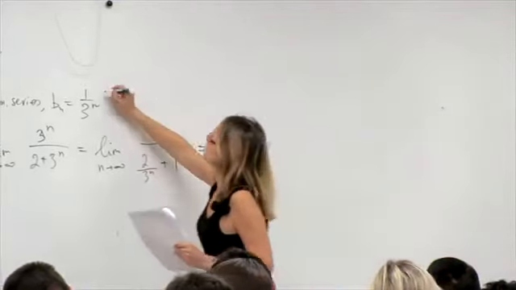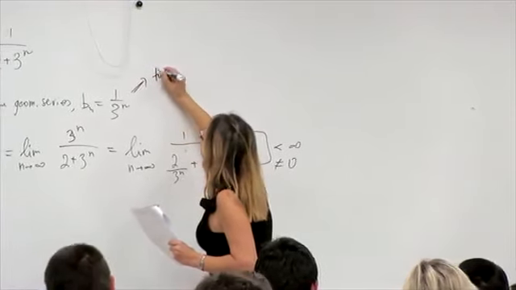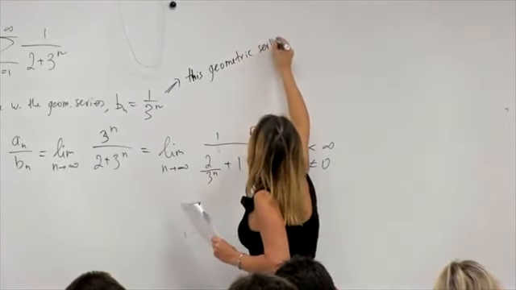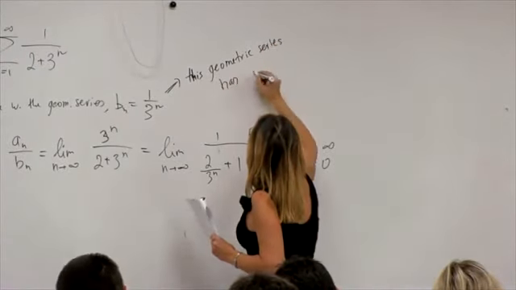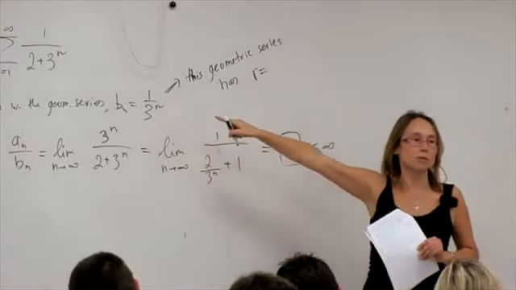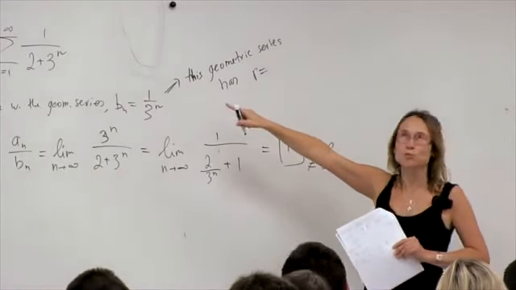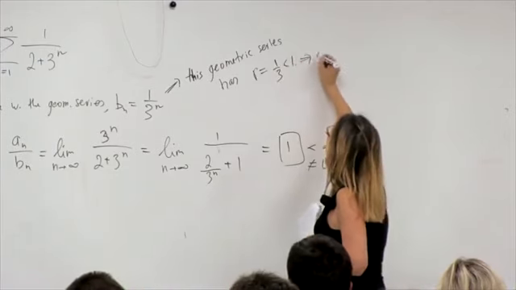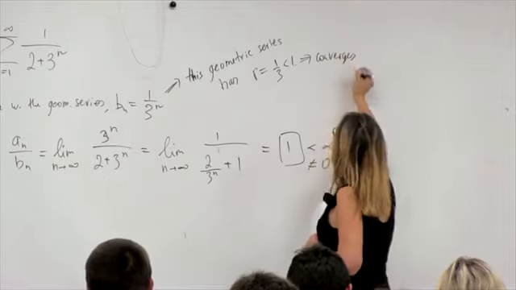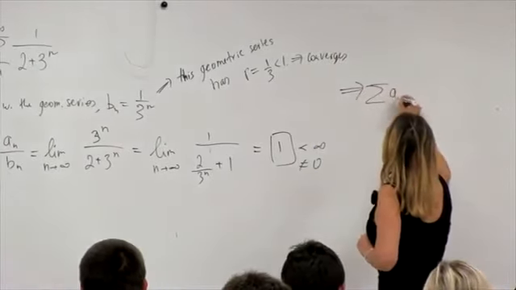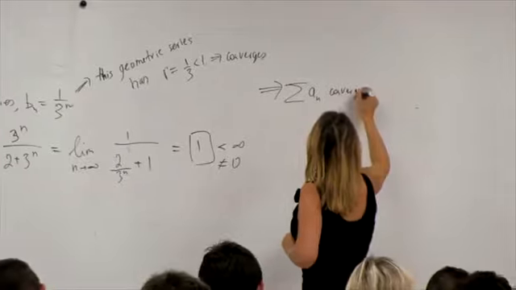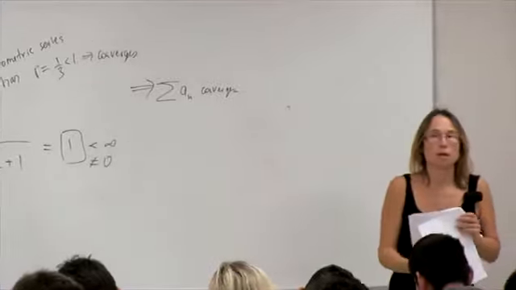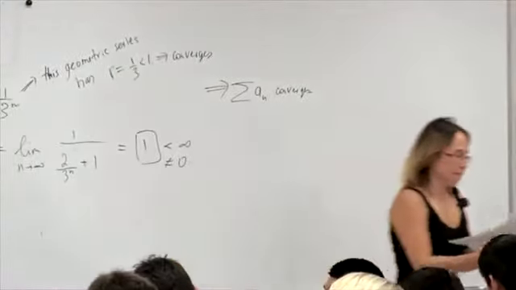So how about this geometric series? It has r equals what? What's the value of r here? By how much do terms differ from each other? 1/3, less than 1, right? So it converges. So the whole thing, an, converges. Okay. Questions? Fine.